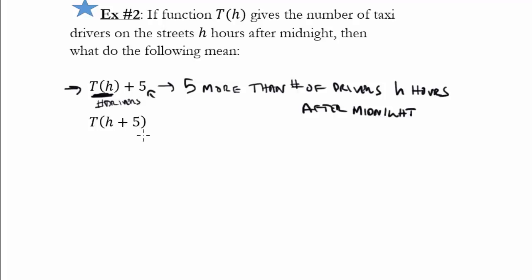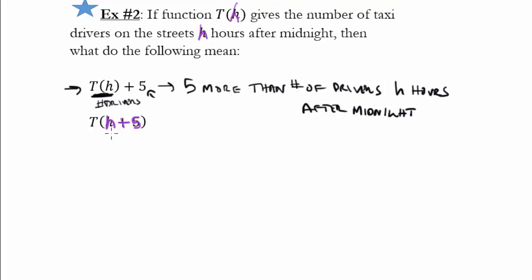Okay, let's take a look at this expression now. And this one looks very similar again, but it's actually quite a different interpretation. So we'll do it in a different color. T of h plus 5. Well, we know that this is a function that takes as its input the number of hours after midnight. Now here we are inputting h plus 5, okay? And so this h plus 5 is telling us h hours after midnight plus another 5 hours, right?